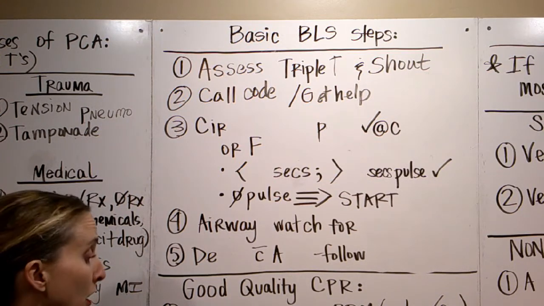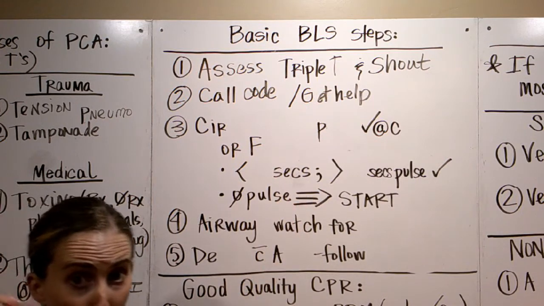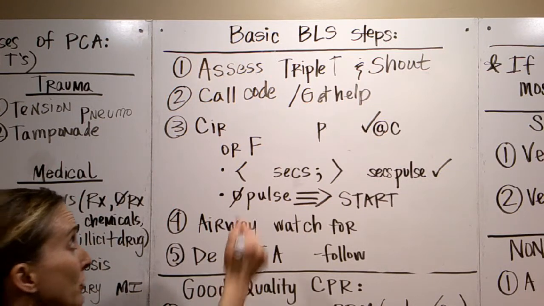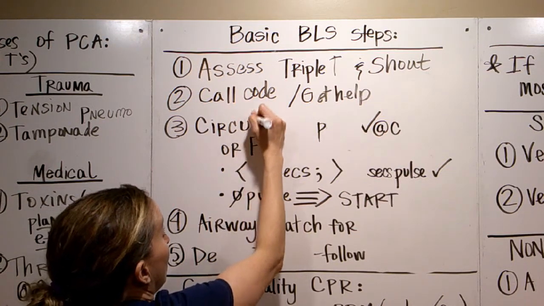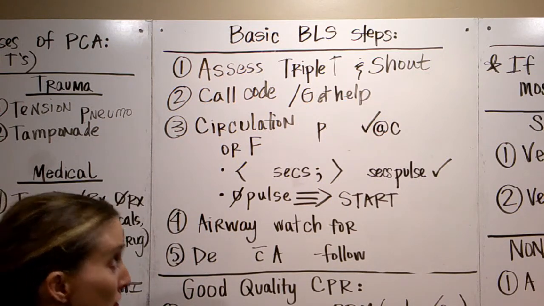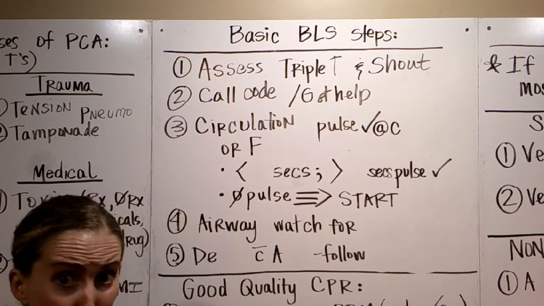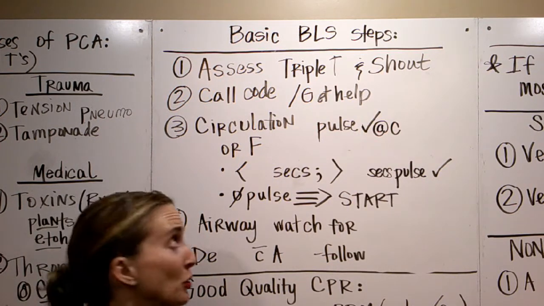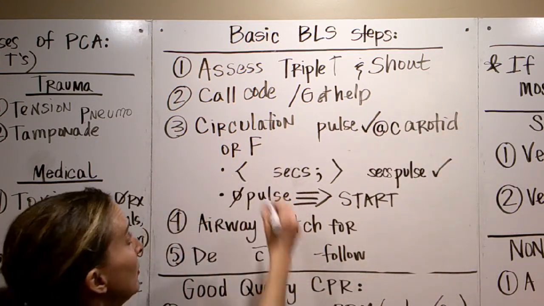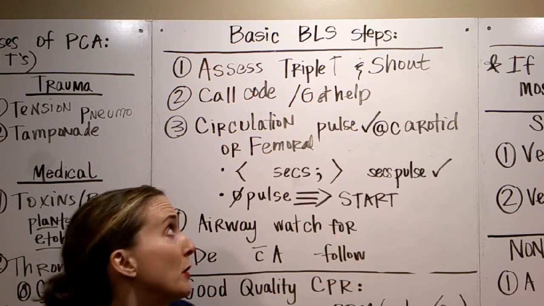Now, our next steps after calling the code: we've established that the patient is unresponsive, we have called for help, we need to check circulation, right? How do we monitor circulation? Well, we check a pulse. And we want to do a central pulse. In adults, a central pulse is best felt at the carotid or at the femoral artery. So either our carotid artery or our femoral artery.